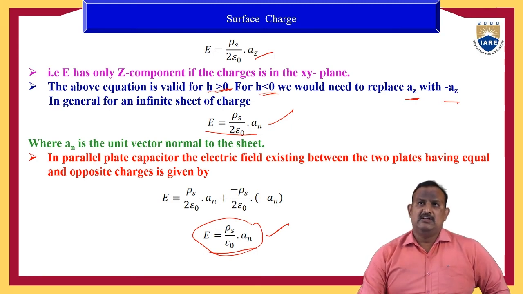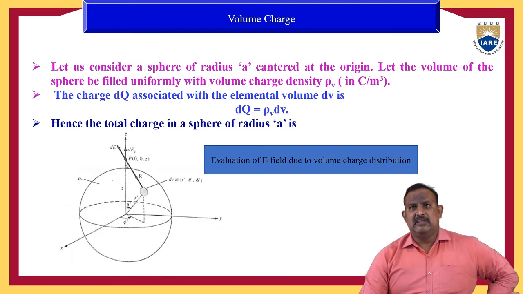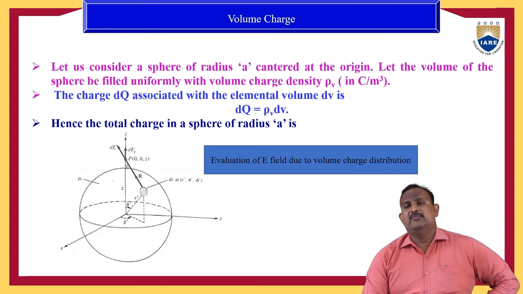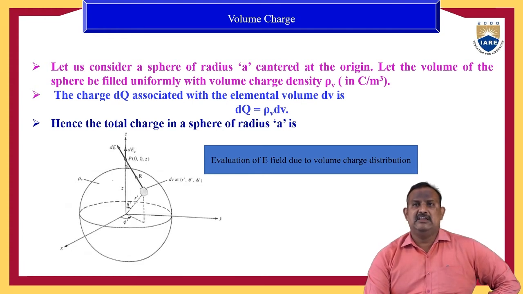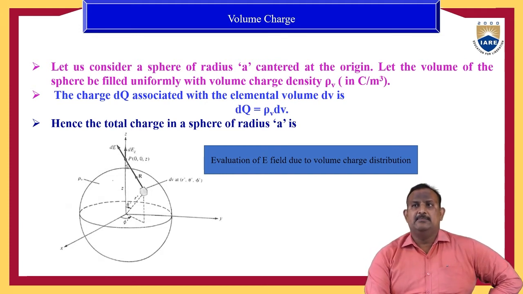Now we will discuss the electric field intensity for volume charge. So let us consider a sphere. Let us calculate the electric field intensity for volume charge. Let us assume a sphere of radius a centered at the origin. Let the volume of the sphere be filled uniformly with volume charge density rho V, where rho V is the volume charge density. The units for the volume charge density are coulombs per meter cube.